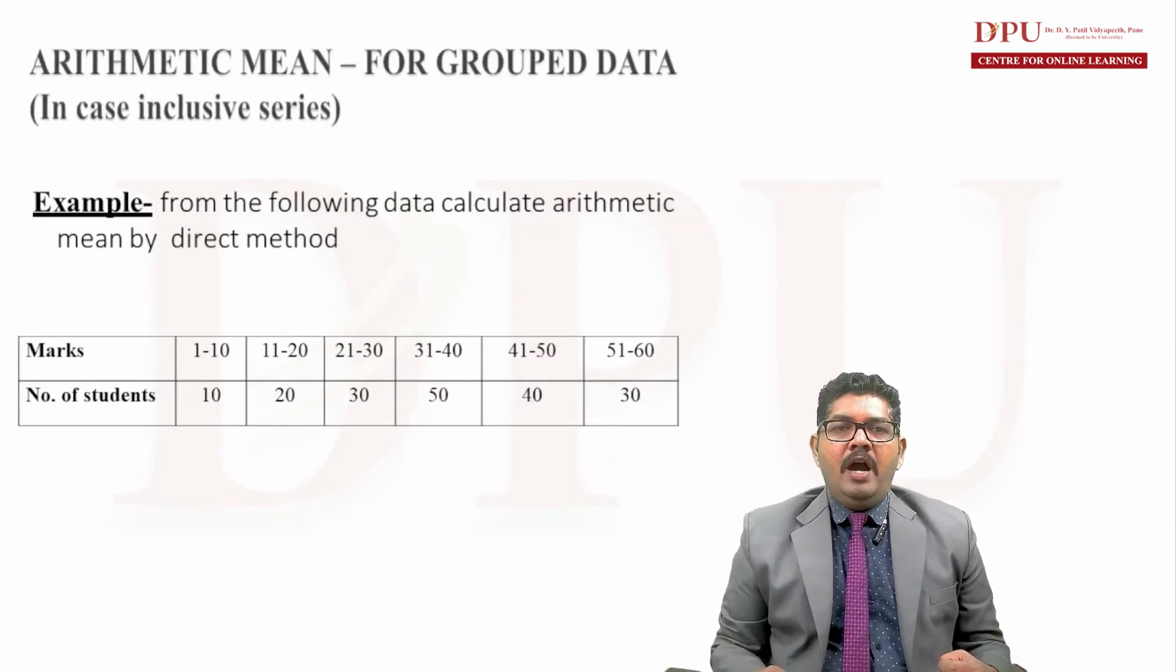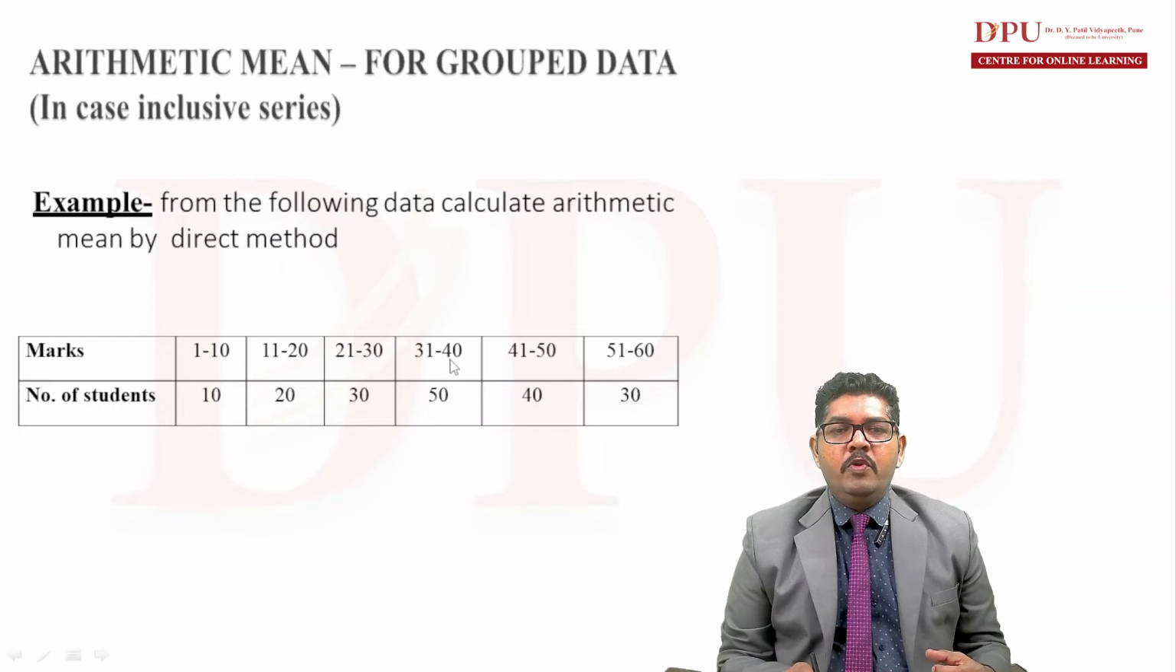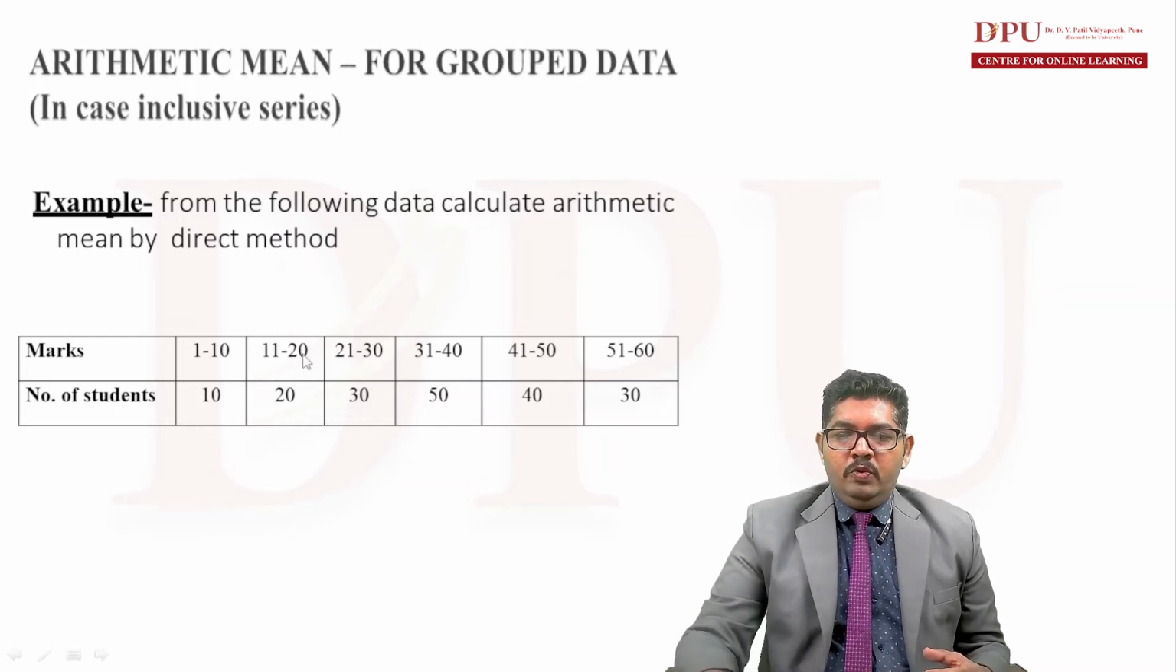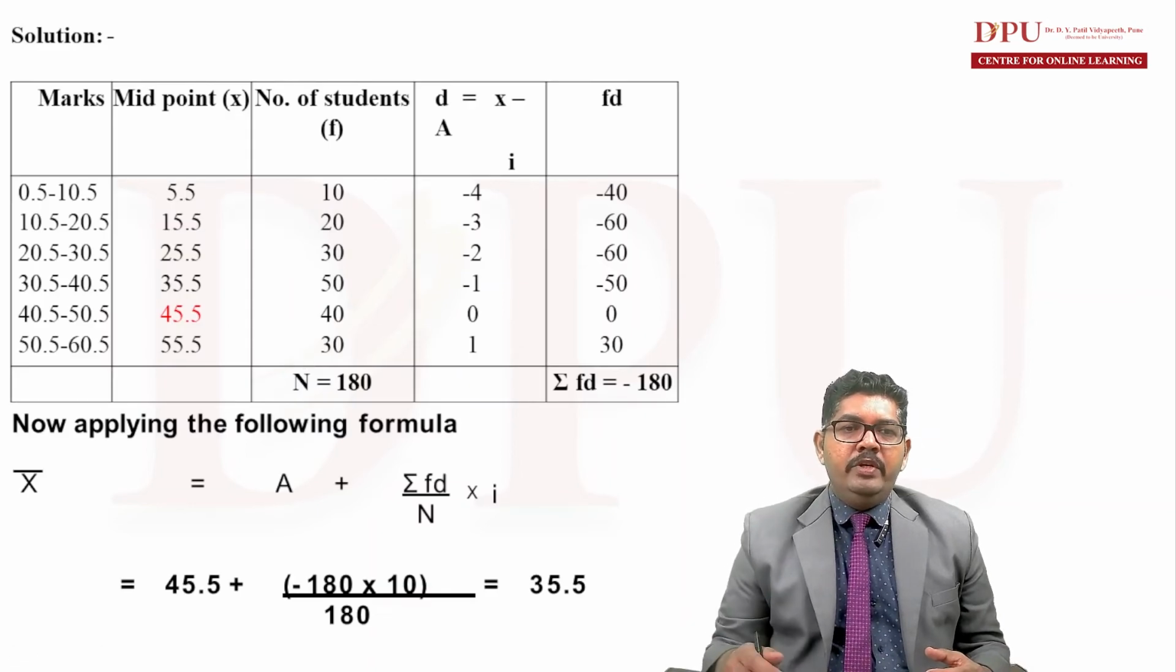Arithmetic mean for group data in case of inclusive series. So 1 to 10, 11 to 20, 21 to 30 are inclusive type classes where both the class limits are included, right? Then 21 to 30, 31 to 40. These are not continuous classes, there is a gap of 1, right? So this is the problem. And how do we do it?